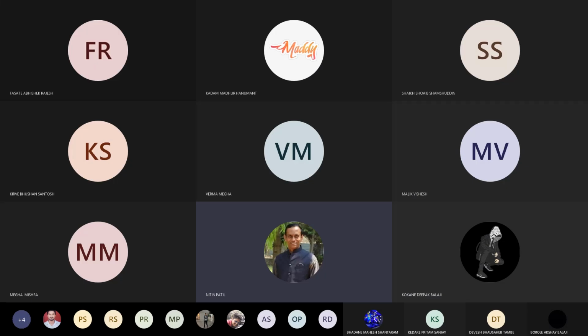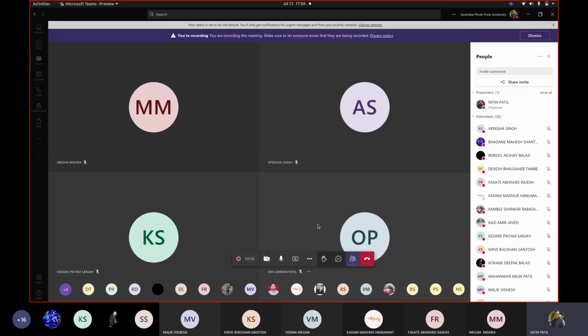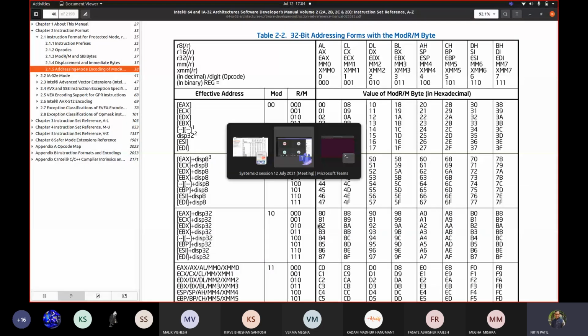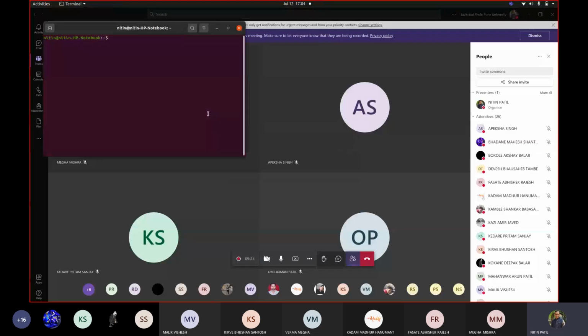As a programmer or system programmer, what exactly are we supposed to do whenever we are talking about an instruction containing one argument or two arguments? Fine. So let us move further and concentrate on this part, specifically with respect to mod 0. So let me write the code.